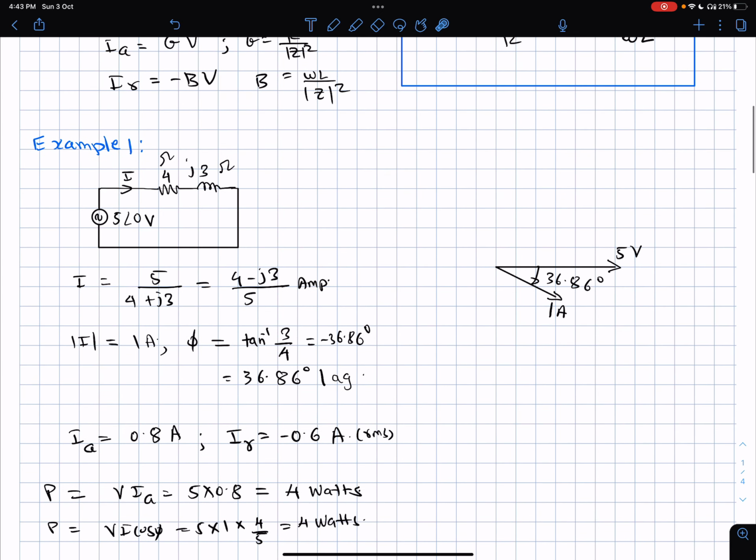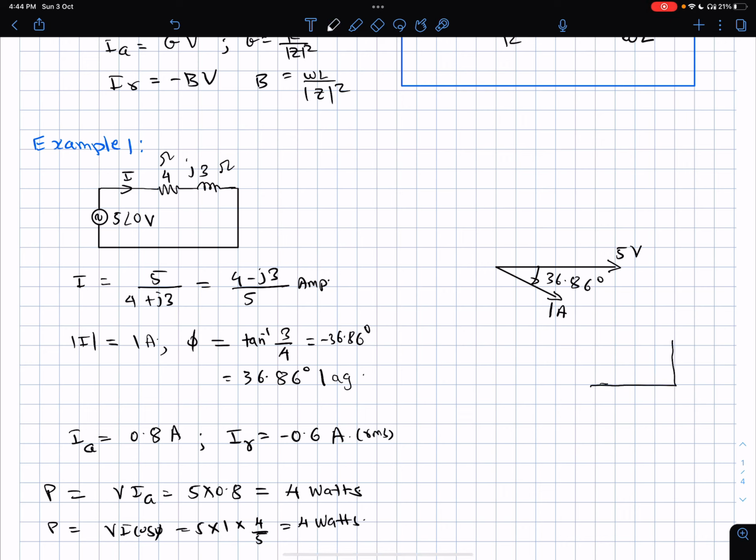Okay. So the magnitude of current is how much? 5 volts divided by 5 ohms, which is basically 1 ampere. And the phase angle is going to be minus 3 divided by 4. So if you recall the triangle in general R, X, phi, this phi is going to be minus of tan inverse of X by R.